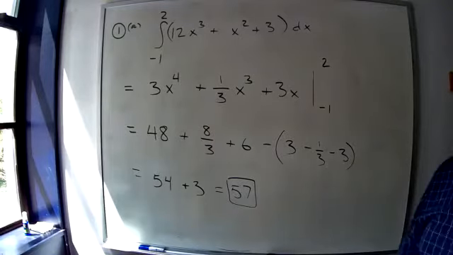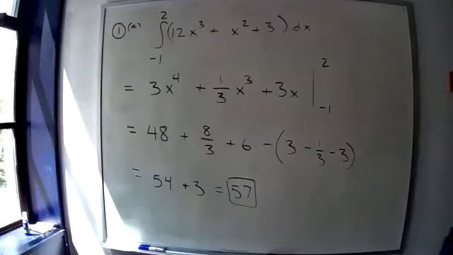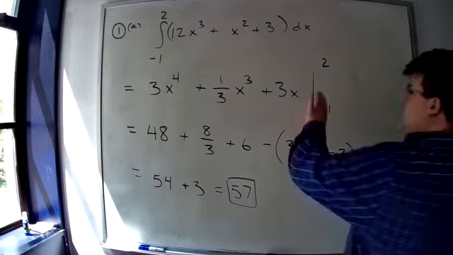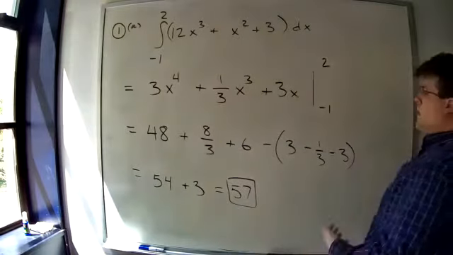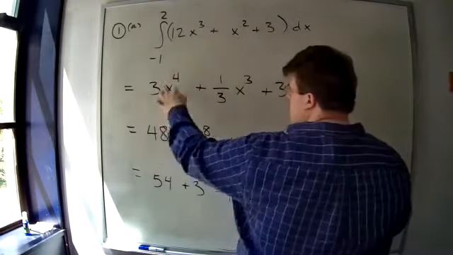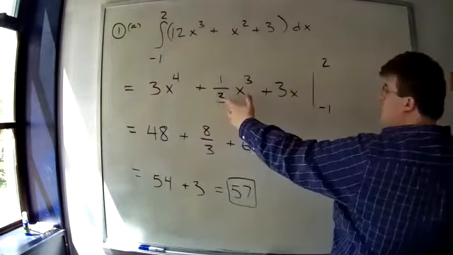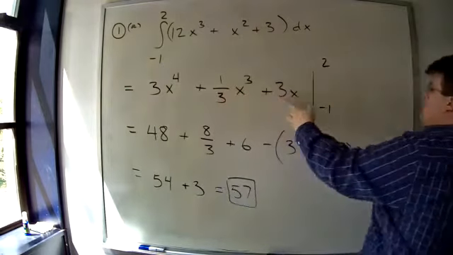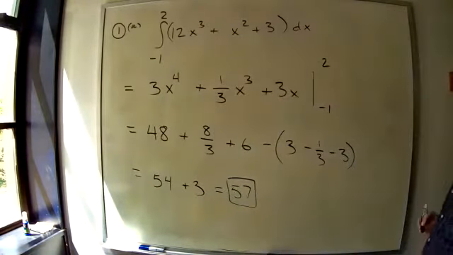Does anybody have any questions on this one? In this step, we can check our work by taking this derivative. The derivative here is 12x cubed. The derivative here is just x squared. The derivative there is 3.